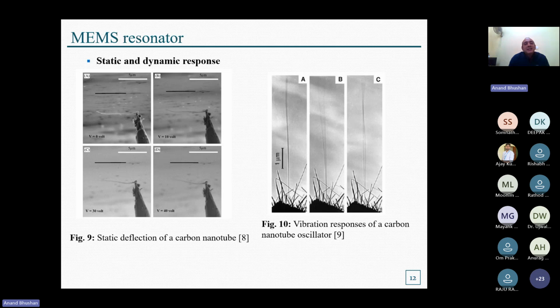But in figure D, we can see that when the voltage increases to 40 volts, it gets deflected toward the fixed electrode. We can see it. It is very visible. And similarly, in figure 10, we can see what happens when we apply AC voltage.